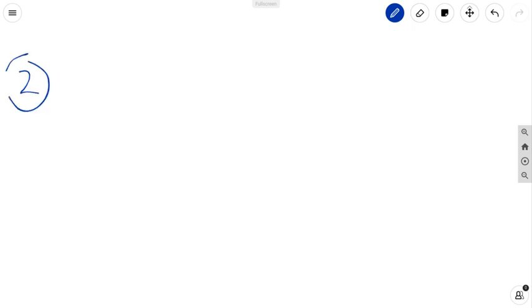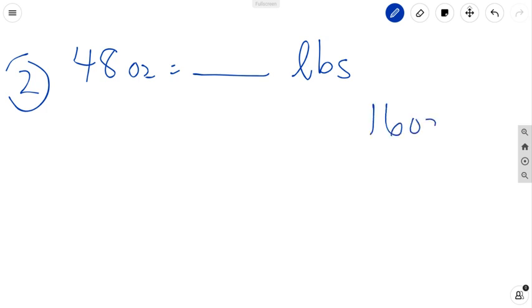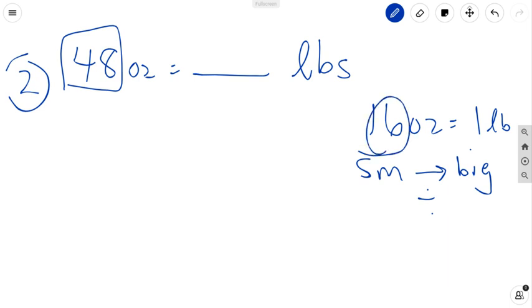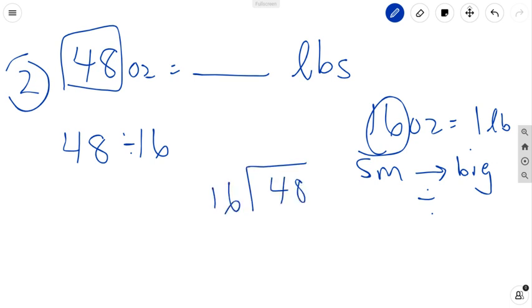Okay, what if we have 48 ounces and we want to convert that to pounds? Well, there are 16 ounces in 1 pound. I'm going from small to big because an ounce is smaller than a pound. So if I'm going from small to big, that means I'm going to divide. So I'm going to divide 48 by 16. 48 divided by 16. Okay, and you can do it this way if you'd like, if that makes more sense to you.